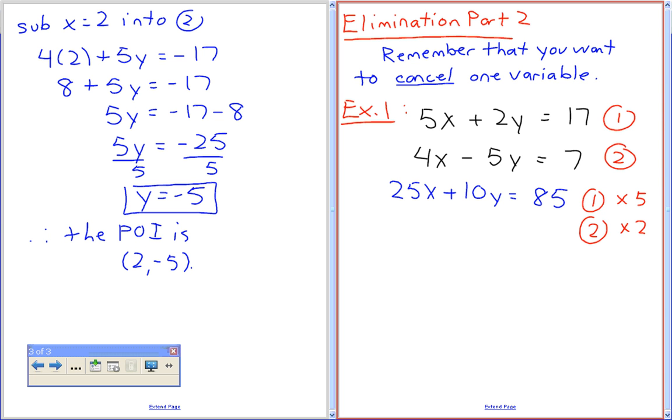On the bottom, we're timesing this by 2. This turns to 8x minus 10y equals 14.